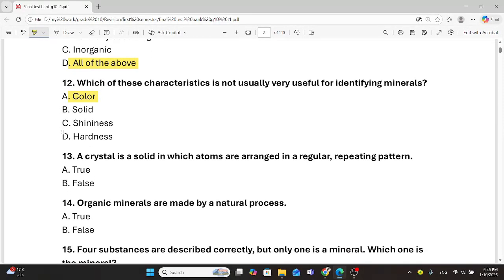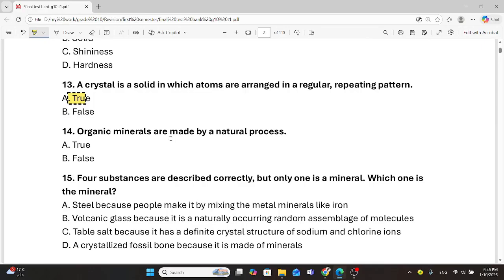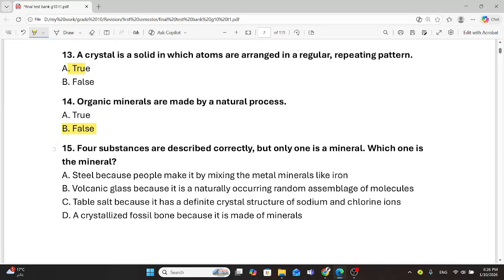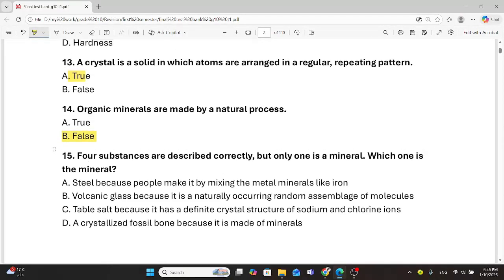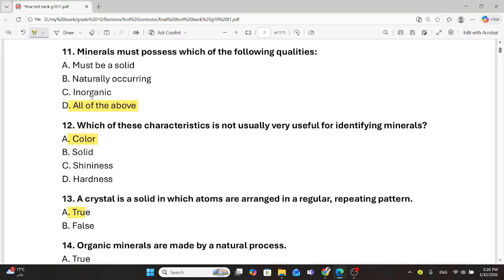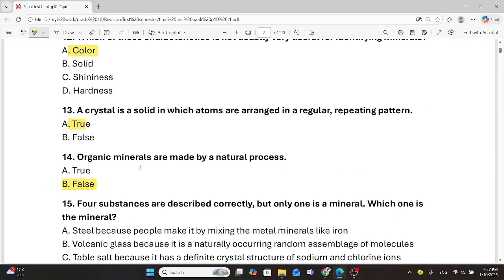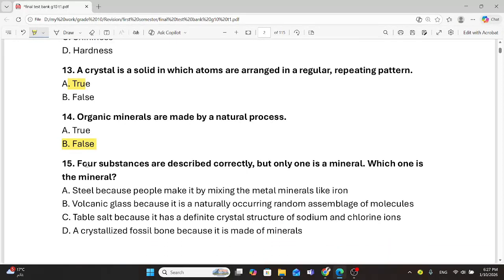طب crystal is a solid in which atoms are arranged in a regular repeating pattern too. organic minerals are made by a natural process. false. ليه؟ لأن احنا قلنا من الخصائص من شوية لازم يبقى inorganic and naturally occurring. هو هنا بيقولك organic minerals، مفيش organic minerals أصلا.